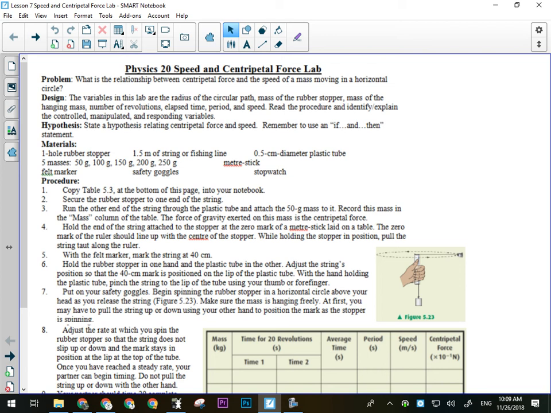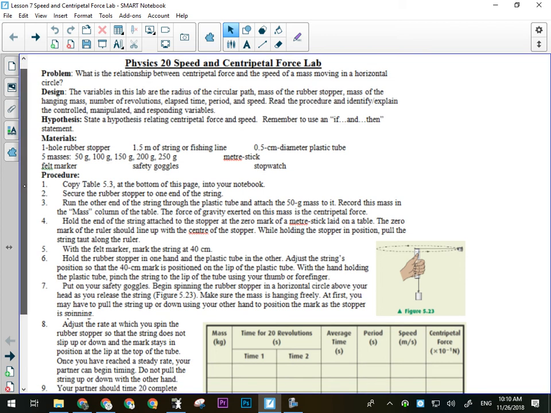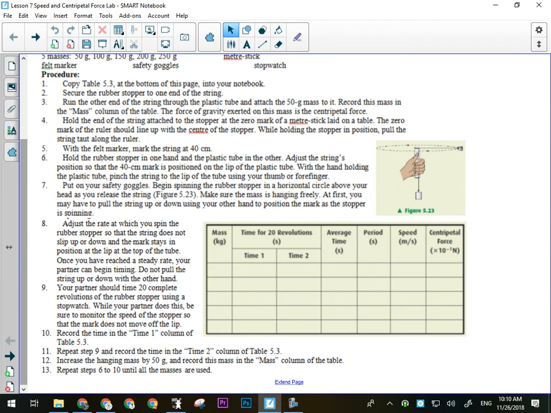Otherwise the procedure is, like I say, pretty much the same. All that's changing in this one is instead of a changing radius, we have a changing centripetal force. So the results chart looks pretty much the same as before, except instead of having radius on the left, now we have mass in kilograms on the left. We're going to calculate our times for 20 revolutions, 2 for each weight, and then the average time, the period, the speed, and the centripetal force. I don't want you to put it in times 10 to the minus 1 newtons. Just put it in newtons. If it's a decimal, it's a decimal. That's fine. We can live with that.